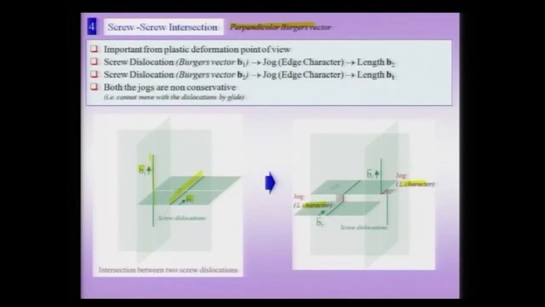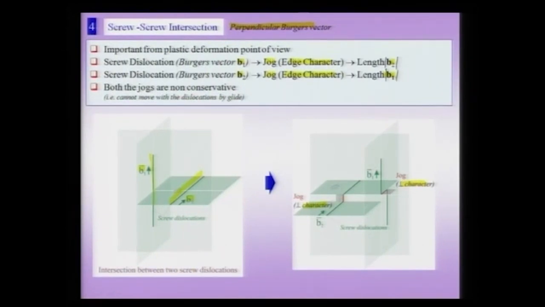screw dislocation 1 with Burgers vector B1 has a jog of edge character produced on it, and the length of this jog is B2. On the other screw dislocation 2, with Burgers vector B2, again a jog of edge character is formed, and the length of this jog is B1. So, this length is actually the modulus of the Burgers vector. I can write it this way: the length is the modulus of these Burgers vectors.